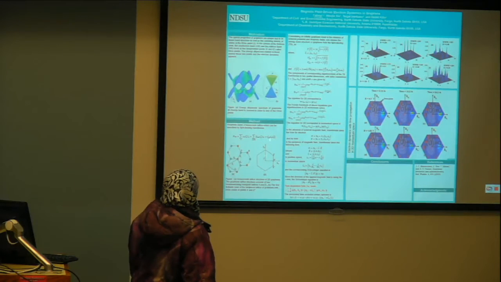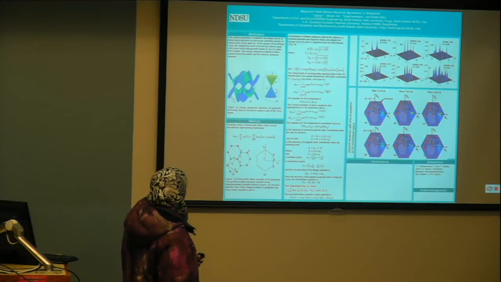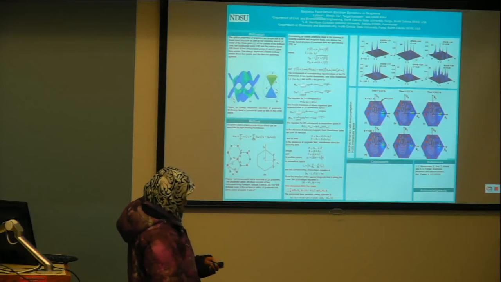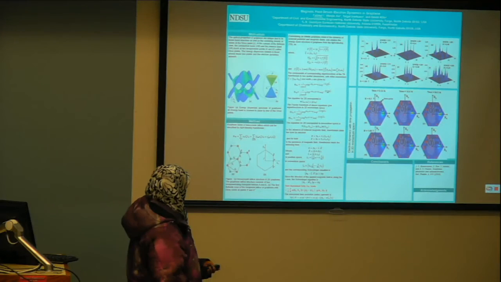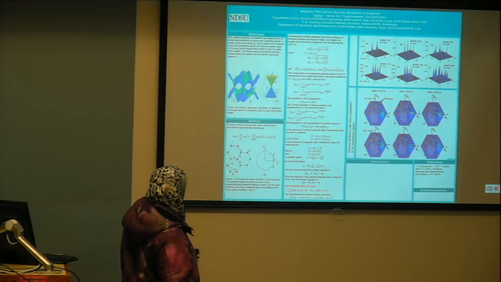So as I said during last week's talk, we are interested in magnetic field driven dynamics in nanowires and graphene. Here we can see the band structure of graphene. Here this one is a Brillouin zone, and this is the valence and conduction band.